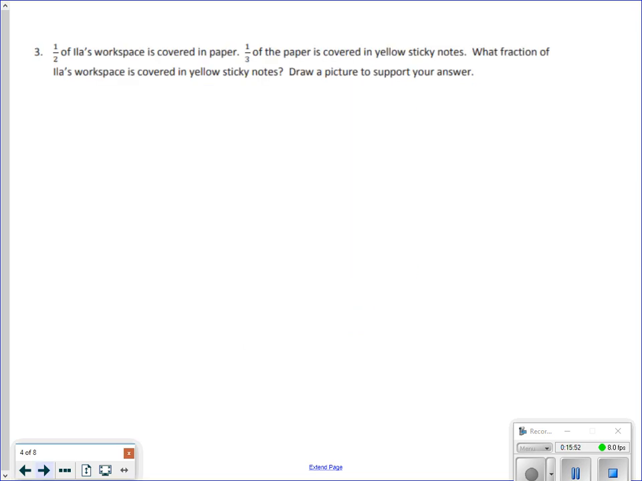Okay. Half of Ela's workspace is covered in paper. 1/3 of the paper is covered in yellow sticky notes. What fraction of her workspace is covered in yellow sticky notes? Draw a picture. See, it's even telling you that right there. Draw a picture to support your answer.